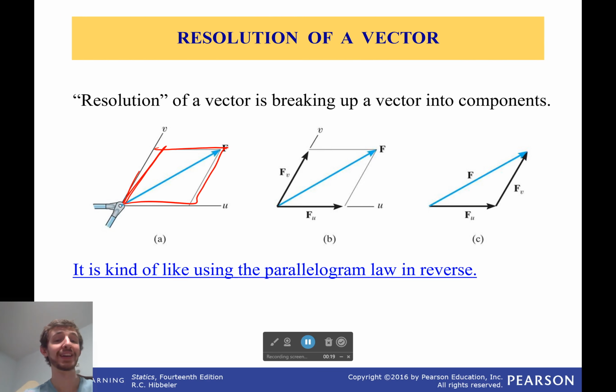You can see that, but this is different because previously we were adding two vectors together to get one big vector. This time, we're going to take one big vector and get two smaller vectors. We're going in reverse here.